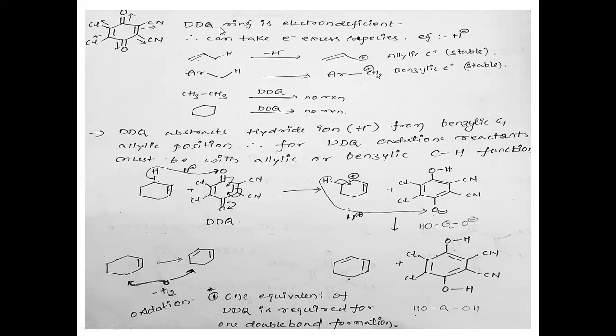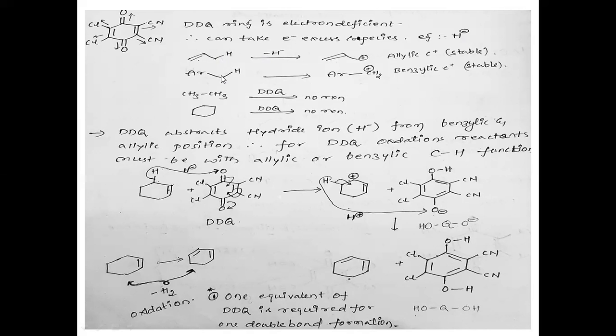Since it is electron deficient, it can take electron excess species. That means it shows attraction towards electron excess species like H minus, the hydride ion. Suppose you have an allylic CH: from that allylic CH, DDQ can abstract H minus. Then the allyl carbocation that forms gets stabilized. So this CH is an active CH.